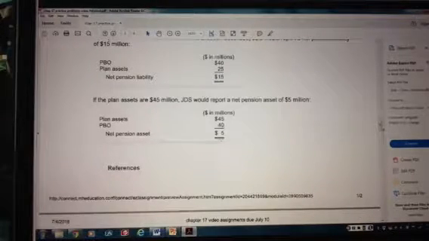So your funded status is the difference between the pension liability, the PBO, and the plan assets. If the pension liability, the PBO, is greater than the plan assets, you're going to have a net pension liability. You're going to be underfunded. If the plan assets are greater than your PBO, then you're overfunded, and you're going to have a net pension asset. Let's continue on to the next problem.